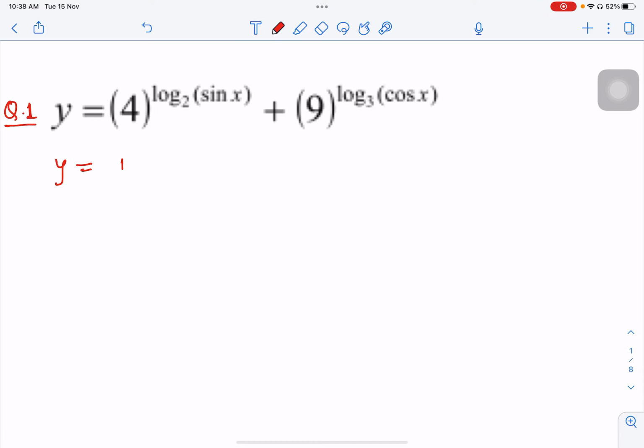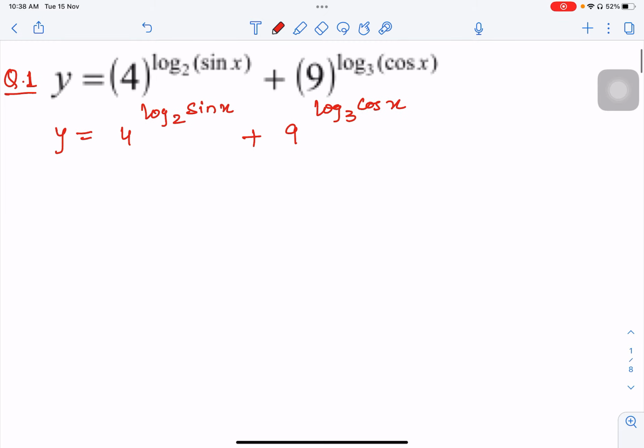y equals 4 raised to log sin x to the base 2 plus 9 raised to log cos x to the base 3. So to solve this, we need to know a property. The property is a raised to log x to the base a is always x.